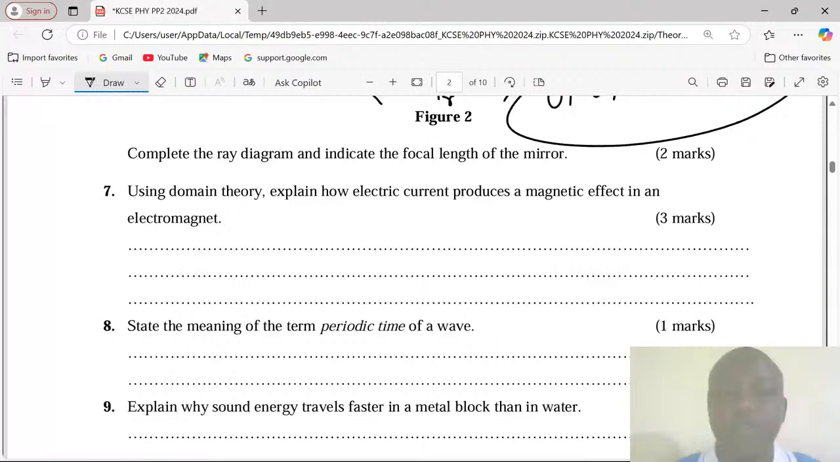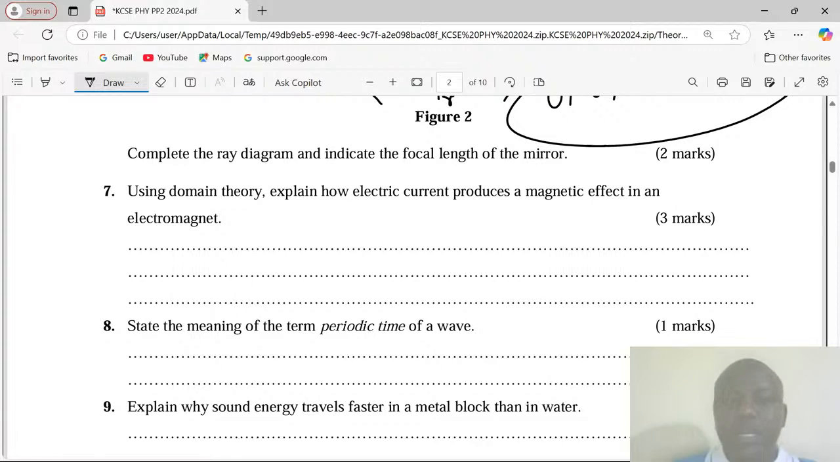Number 7. Using domain theory, explain how electric current produces a magnetic effect in an electromagnet. Remember that an electromagnet is a magnet which has been created in a conductor which is carrying current. Because when current passes through a conductor, magnetism is induced. Something that you're supposed to know is that a conductor is just a magnetic material whereby the dipoles are misaligned. When they are misaligned, there is no general magnetism there.